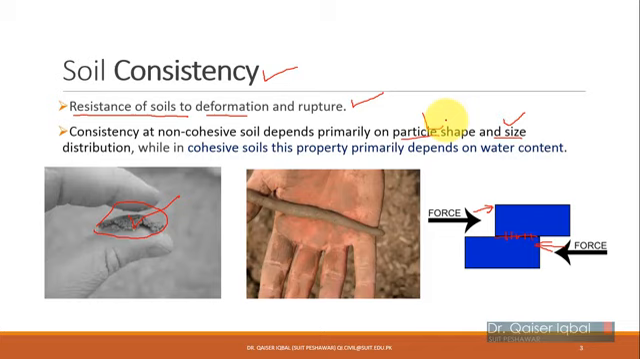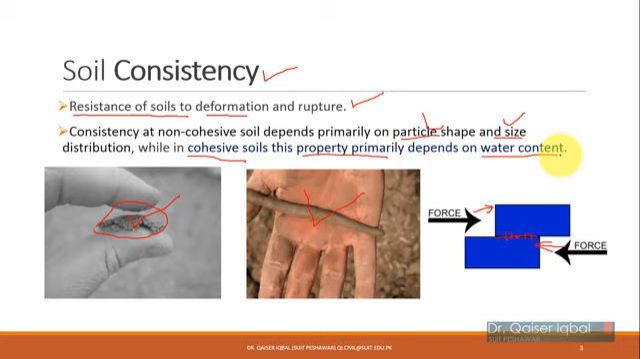Their soil can be easily deformed. So in the case of non-cohesive soils like sands and gravel, it is particle shape and particle size distribution which basically tell you whether a soil is going to have greater consistency, that is greater resistance towards deformation, or less consistency, or less resistance towards deformation. While in cohesive soils like clays, the consistency primarily depends on the amount of moisture content in the soil.